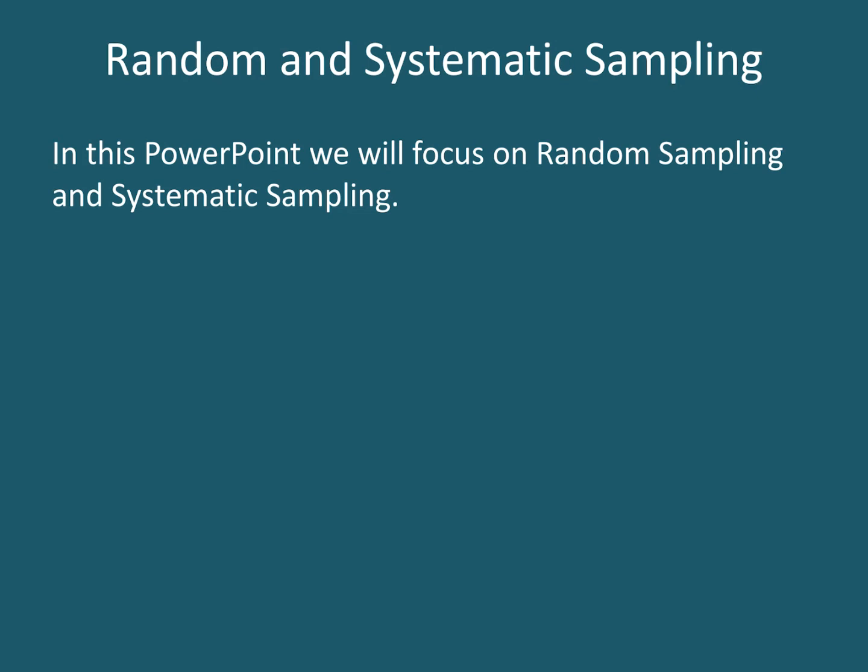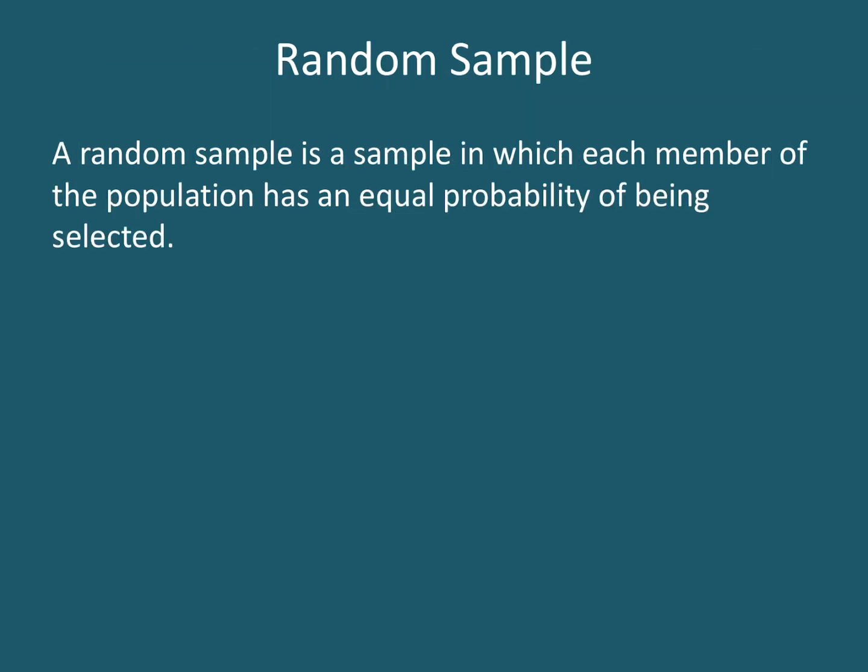Let us begin with random and systematic sampling. Starting with random sampling, a random sample is a sample in which each member of the population has an equal opportunity, or equal probability, of being selected.